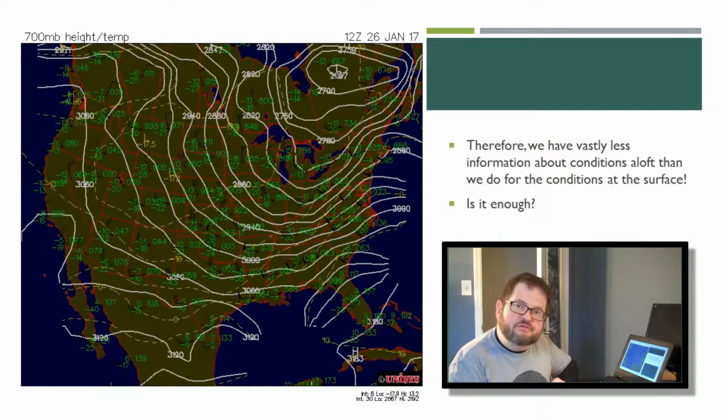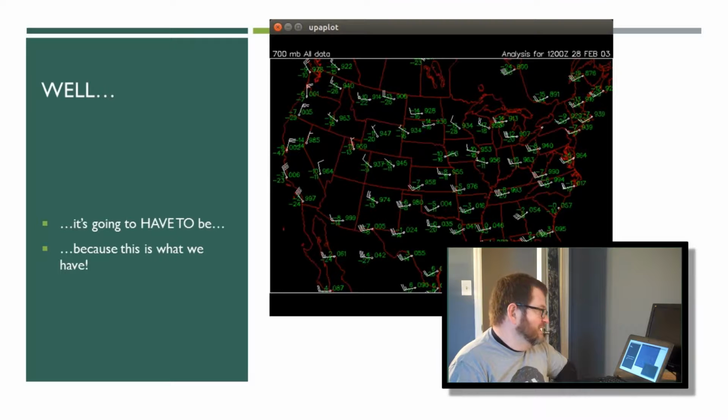It's a valid question. Is that enough? Do we actually get the information that we need from this network of stations? Well, frankly, it's going to have to be enough. That's all we get. We aren't going to have the kinds of detailed information about the exact position of all the weather features aloft the way we can get from the surface network. Okay, we have to work with what we have.